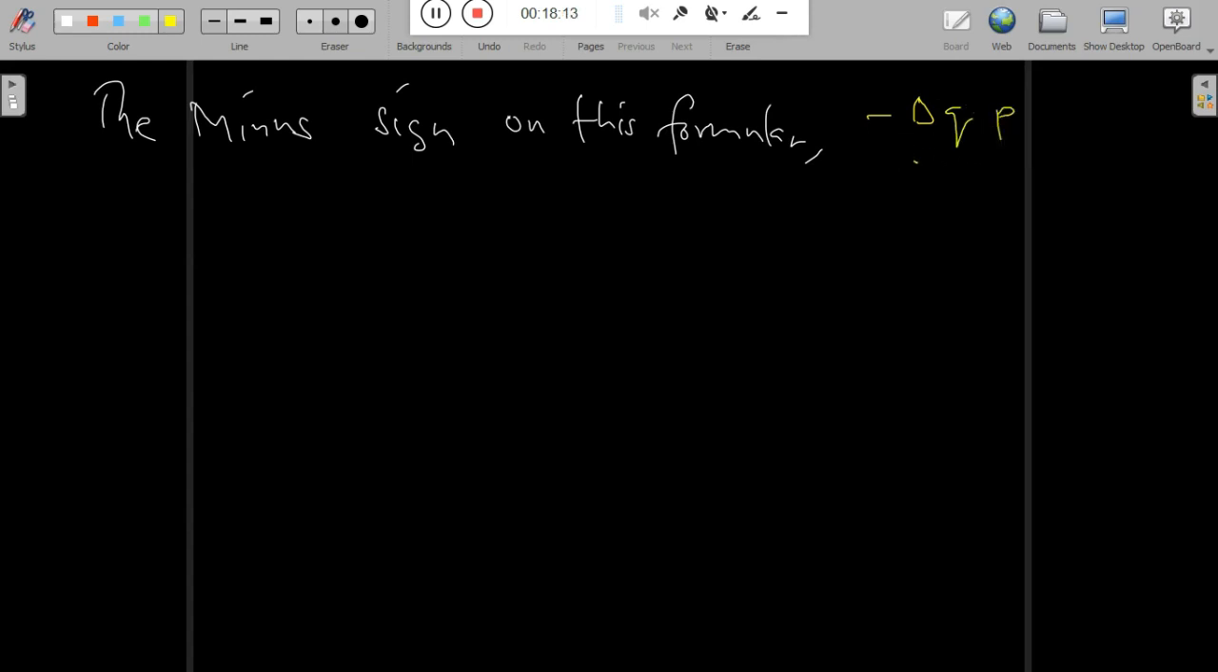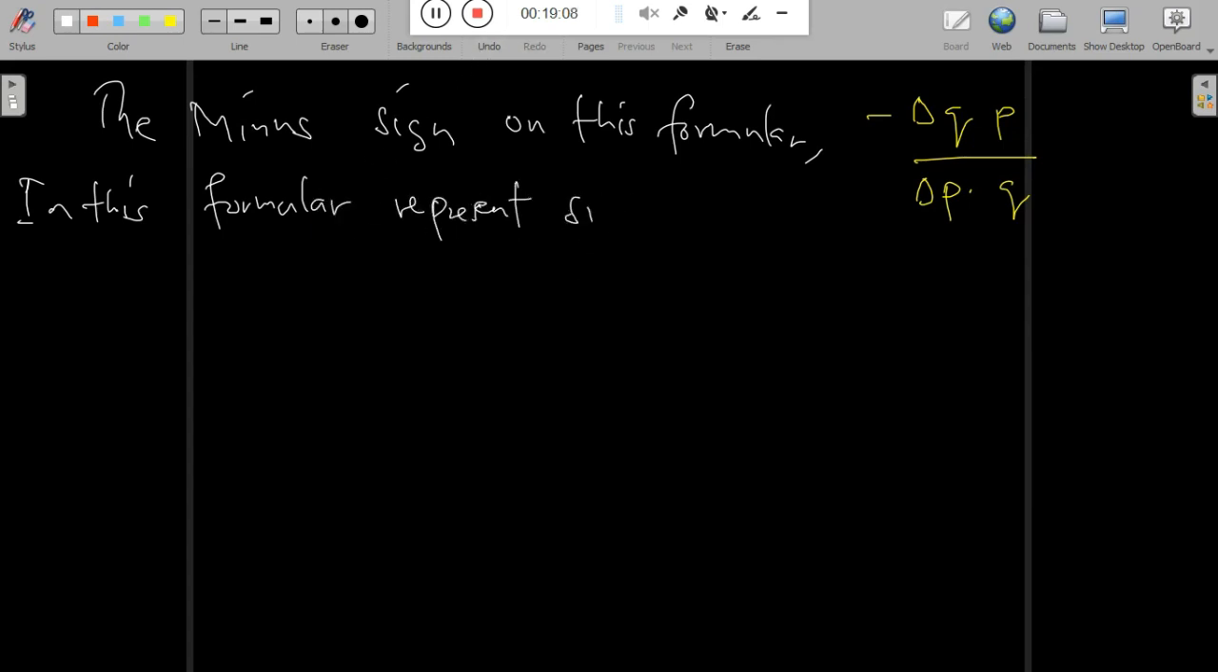The minus sign that you see in the formula, the change of Q times P over the change of P times Q, is a sign of conversion. It ensures that the elasticity of demand for a normal good is always positive. So the minus sign represents the conversion, meaning that the elasticity of demand for a normal good is positive.